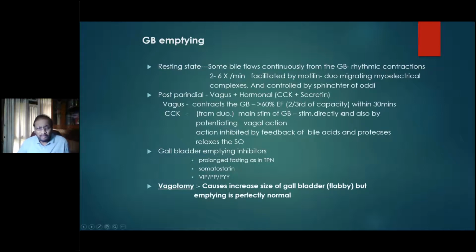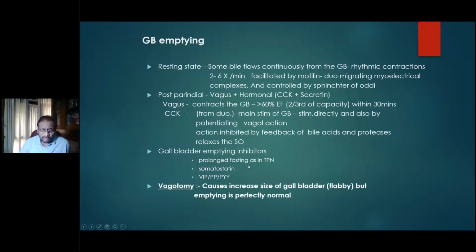Now, number 1, vagal stimulus, and number 2, cholecystokinin, which acts by itself and also potentiates the action of the vagus. The action would be inhibited by what? By the amount of bile acids and proteases in the what? In the jejunum. So when it has had enough, it will say no more cholecystokinin, no more vagal impulses, stop contracting. And the gallbladder starts inhibiting its contraction. What are the inhibitors?